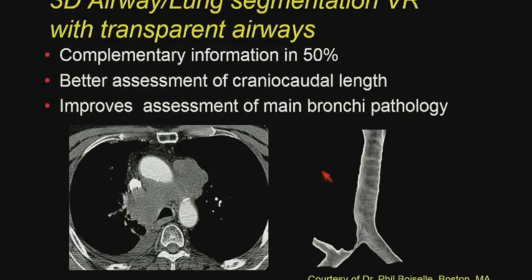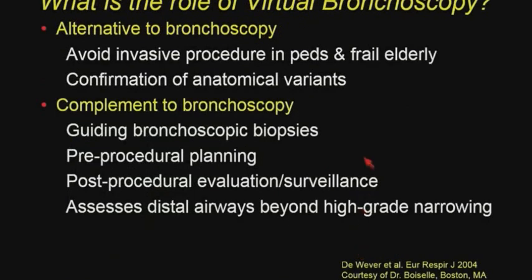And the lung segmentation volume rendering with transparent airways, it's another very important technique. We can appreciate on this axial image an extensive involvement of the mediastinum by a malignancy. But when we are looking at the 3D reconstruction, we see how much of the airway is narrowed, where the narrowing is located, and the relationship of the mass in comparison to the trachea and to the bronchus.